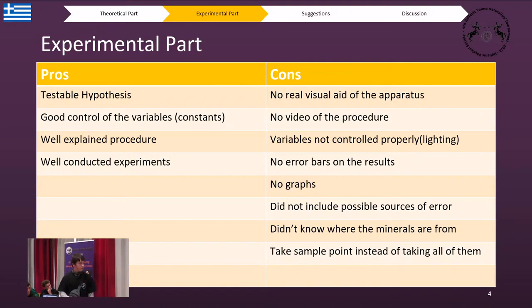They didn't know where they sourced the minerals from. They didn't know where they were mined, and they also took some specific points instead of taking all of the points and taking an average color.